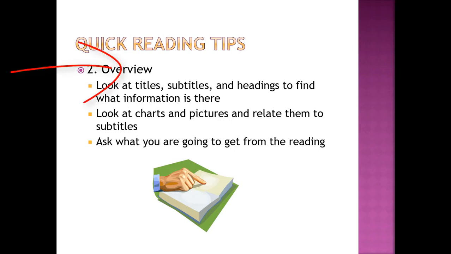Next, overview, right? So look at some important information like titles, subtitles, headings, things like that. And then, of course, there is information like charts and pictures. They are very important for you to relate to what the text is about. Then ask what you're going to get from the reading. Something like what, why, who, where, and when. These questions are very important for you to get specific, accurate information.